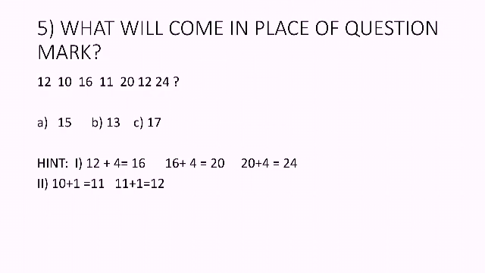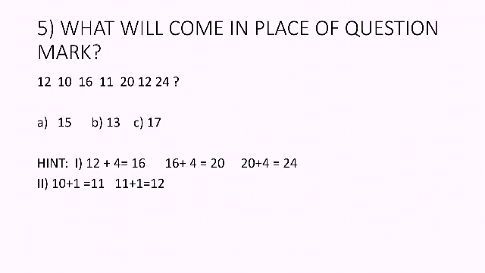Okay. For the fifth sum, again look here. 12, 10, 16, 11, 20, 12, 24. That is, one number is greater than the other, like there is no connection between the first number and the second number and the third number. But if you look at the numbers very nicely, you will say there is a relation between the first and the third number, third and the fifth number, and there is a relation between the second and the fourth number, fourth and the sixth number. Like this, the relations are going.